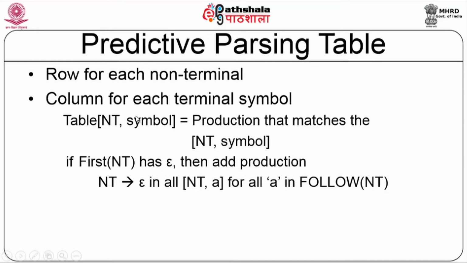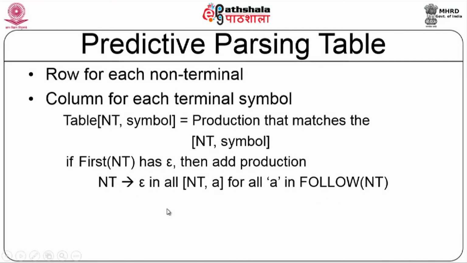That is, for any symbol belonging to the first of a non-terminal, at the intersection of the non-terminal and that symbol, you will add the production that matches this particular first. And supposing the first of the non-terminal has an epsilon value, which is a typical scenario because a particular non-terminal could produce epsilon, and therefore epsilon will become part of the first of a non-terminal. In that case, at the intersection of the non-terminal versus A, where A is available in the follow of the non-terminal, you add the production non-terminal produces epsilon.